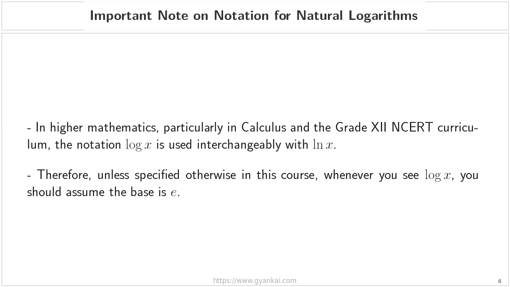Therefore, for the remainder of this course, unless I explicitly specify a different base, whenever you see log x, you should assume that the base is the mathematical constant e.